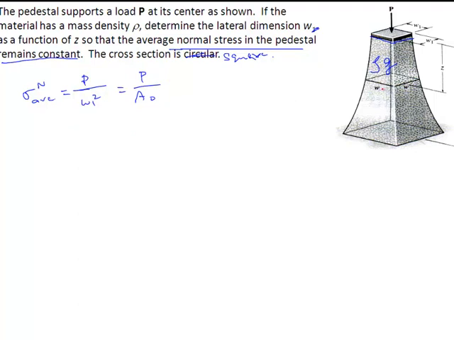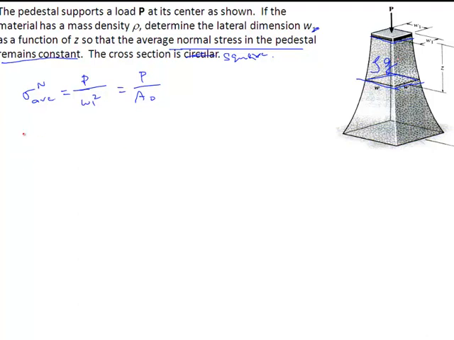We seek to have the same value throughout this pedestal. So let's now cut along an area which is at a distance Z from the top. From the free body, we can find that the total normal force acting on that area is equal to P plus the weight above it.